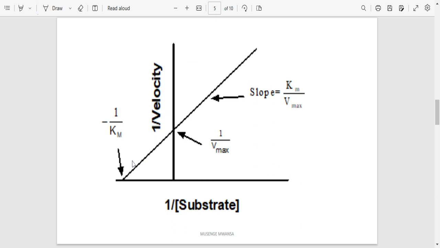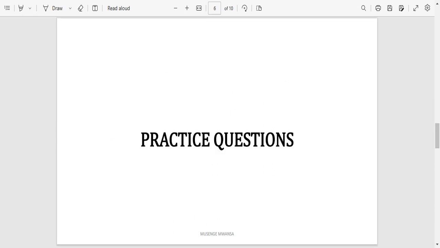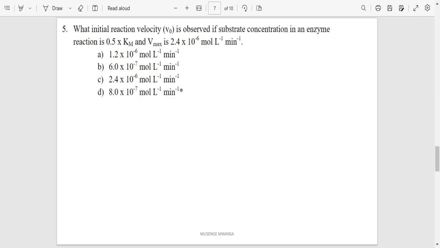So basically, this is what we have. We have got 1 over velocity and then 1 over the concentration of the substrate. The gradient of the slope is giving us Km over Vmax. The y-intercept is giving us 1 over Vmax. And then we can also have this point where the graph has reached the x-axis, the x-intercept. That is going to be negative 1 over Km. So let's consider some practice questions.